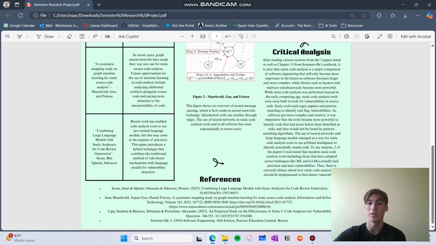So people started using neural networks and large language models in static code analysis tools to use artificial intelligence to identify potentially unsafe code. However, to my surprise, 2 of the papers that I read stated that the modern analysis tools actually lack precision and miss a lot of vulnerabilities. So there's currently debate about how these tools should be implemented.